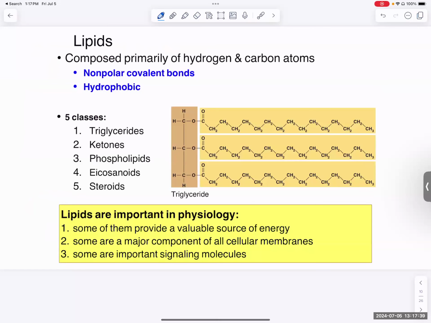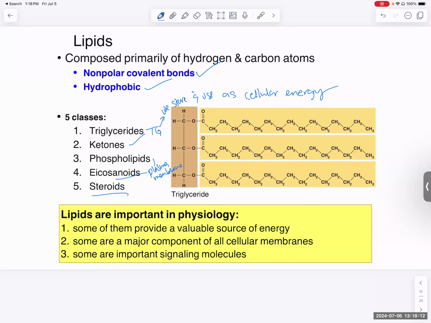All right, lipids. Lipids are non-polar covalent bonded molecules. That means they're hydrophobic. They fear water. They don't like water. The 5 different classes: triglycerides, this is the most common that we store and use as cellular energy. But there are also ketones, phospholipids, making up plasma membranes. We'll just briefly talk about eicosanoids, and then steroids, a type of hormone that is nonpolar.